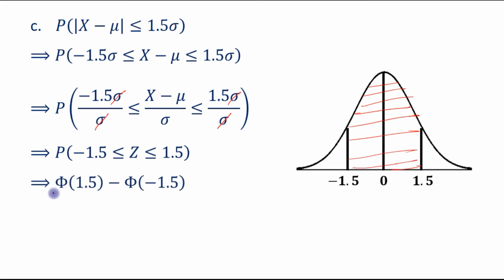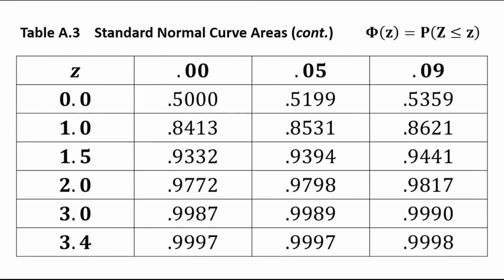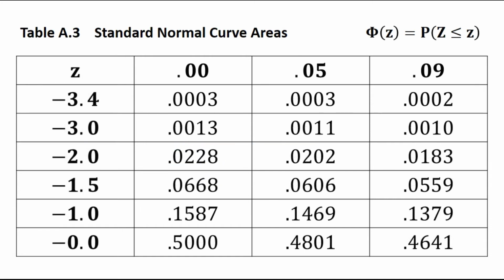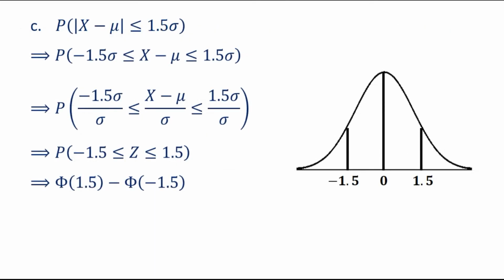Next step can be written as phi 1.5 minus phi minus 1.5, and now we can find these values by looking at the standard normal curve areas table. So phi 1.5 is 0.9332 and phi minus 1.5 is 0.0668. So in the next step we can write 0.9332 minus 0.0668, which will be 0.8664.